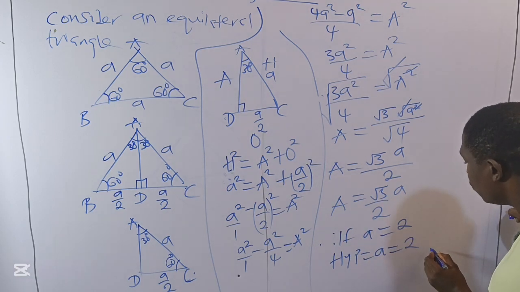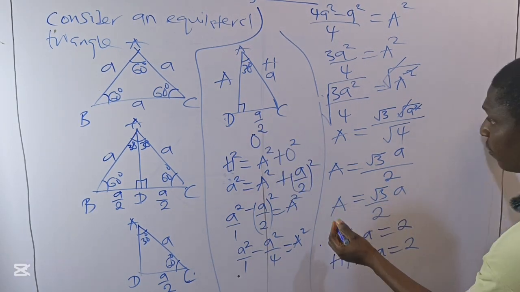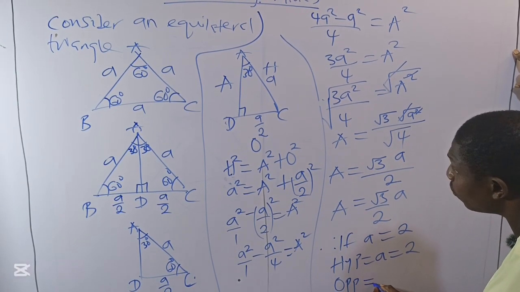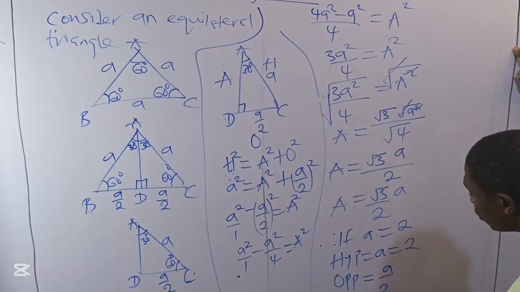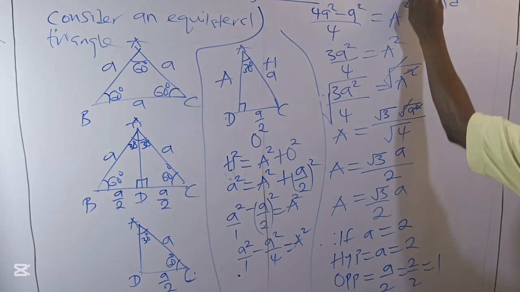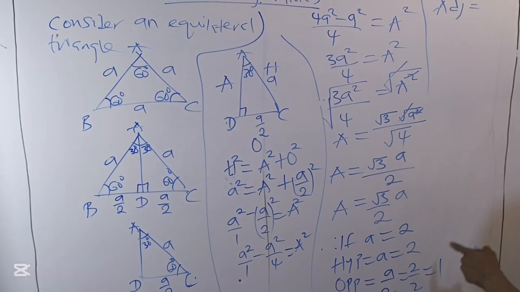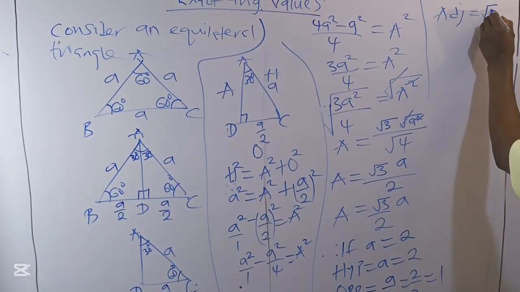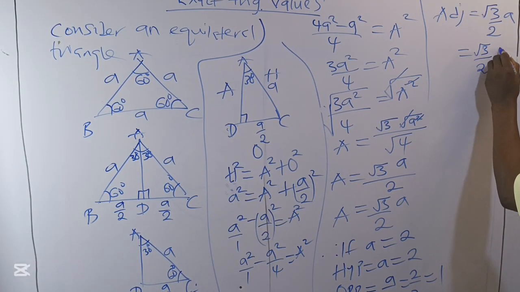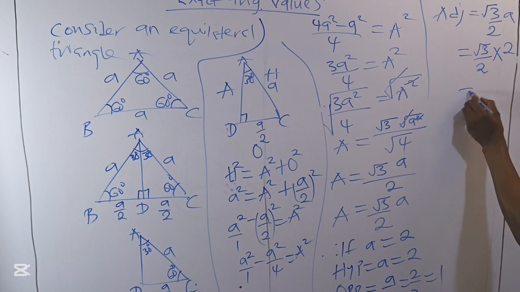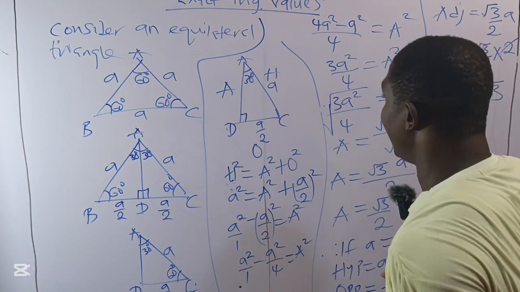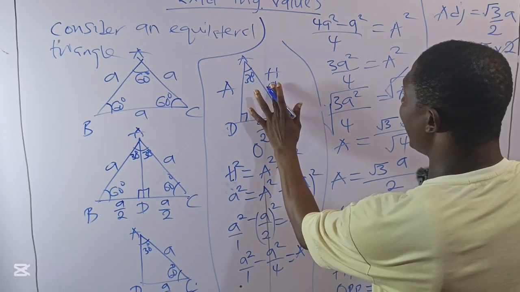Therefore, if A is equal to 2, hypotenuse equals 2. Then opposite, which is A over 2, will be 2 over 2, which equals 1. And adjacent, which equals root 3 all over 2 A, will give me root 3 over 2 times 2, which cancels, leaving root 3.